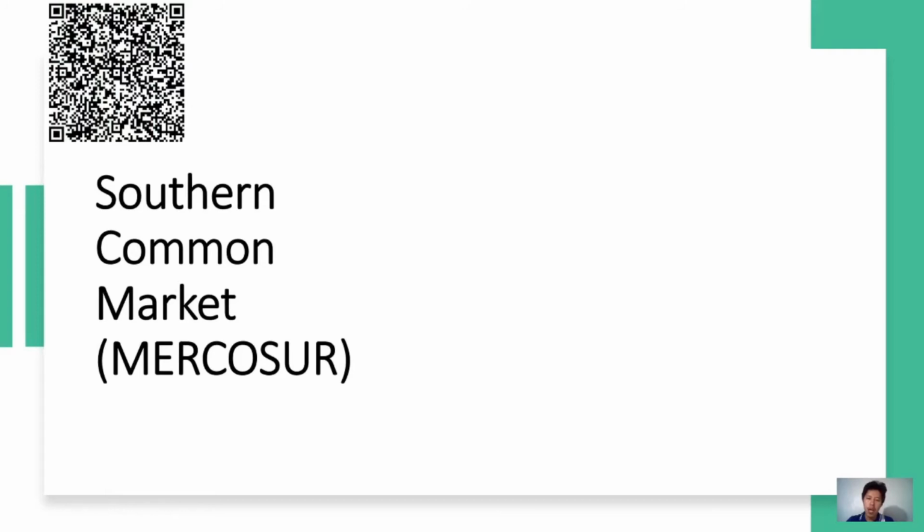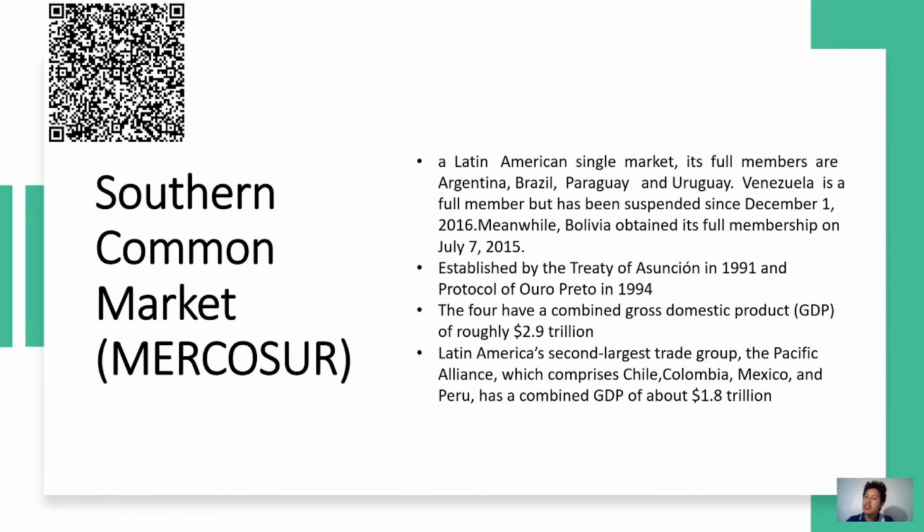a Latin American single market. Its full members are Argentina, Brazil, Paraguay, Uruguay. Venezuela is a full member but has been suspended since December 1 of 2016. Meanwhile, Bolivia obtained its full membership on July 7, 2015. It was established by a Treaty of Asunción in 1991 and a Protocol of Ouro Preto in 1994. The four have a combined gross domestic product of roughly $2.9 trillion.